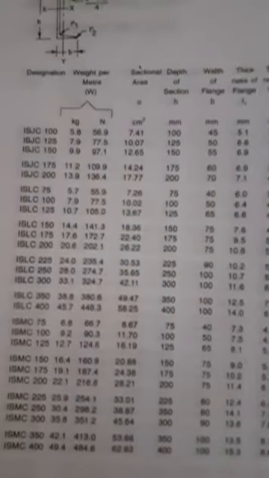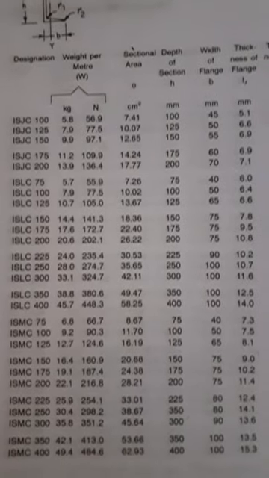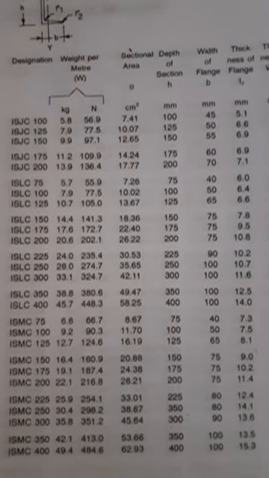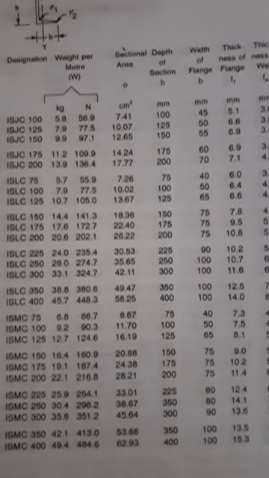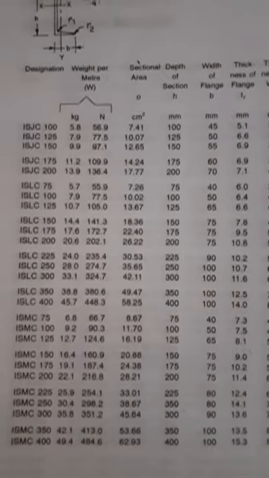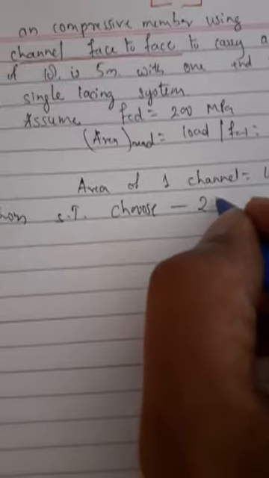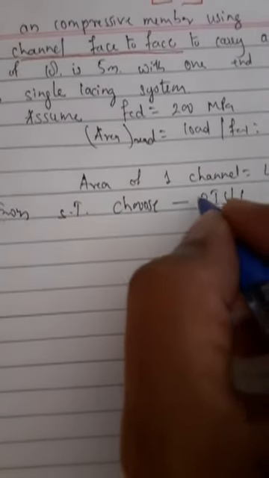So these are the various sections and these are the cross sectional properties. I think this one, 42.11. So you can choose ISLC 300 at 33.1 kg per meter. Its cross sectional area is 42.11 centimeter square. Choose ISLC 300 at 33.1 kg per meter.